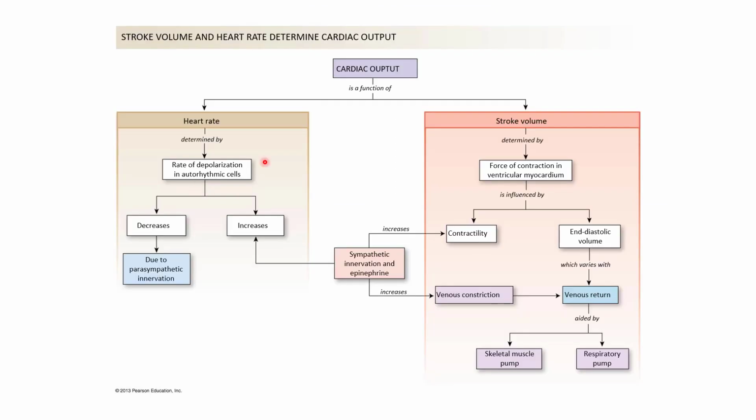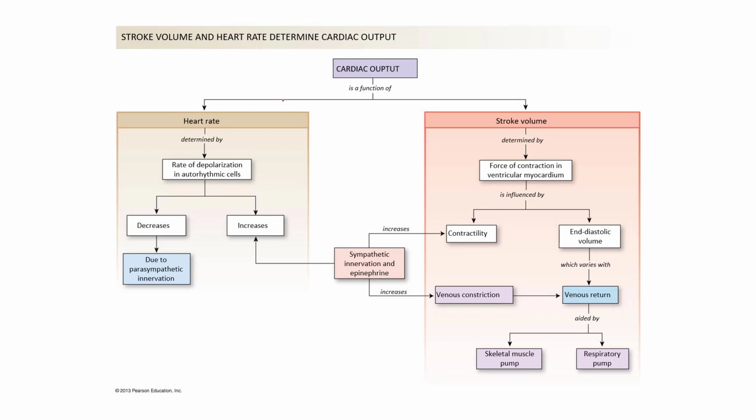So this is a great slide that summarizes everything we've talked about up to this point. I'm going to go through it real quick. If we're most concerned with the efficiency of the heart, what we're talking about is cardiac output. What dictates cardiac output? Two things: heart rate and stroke volume.